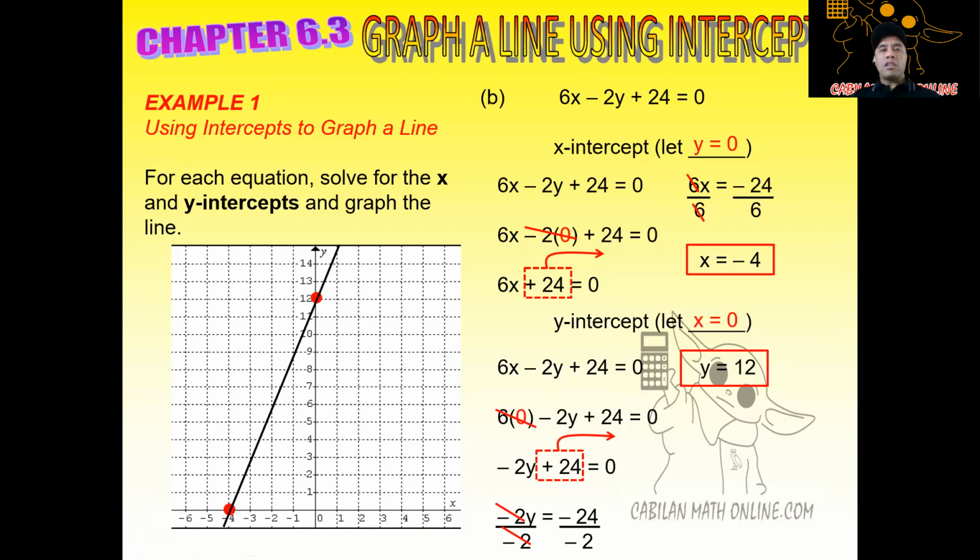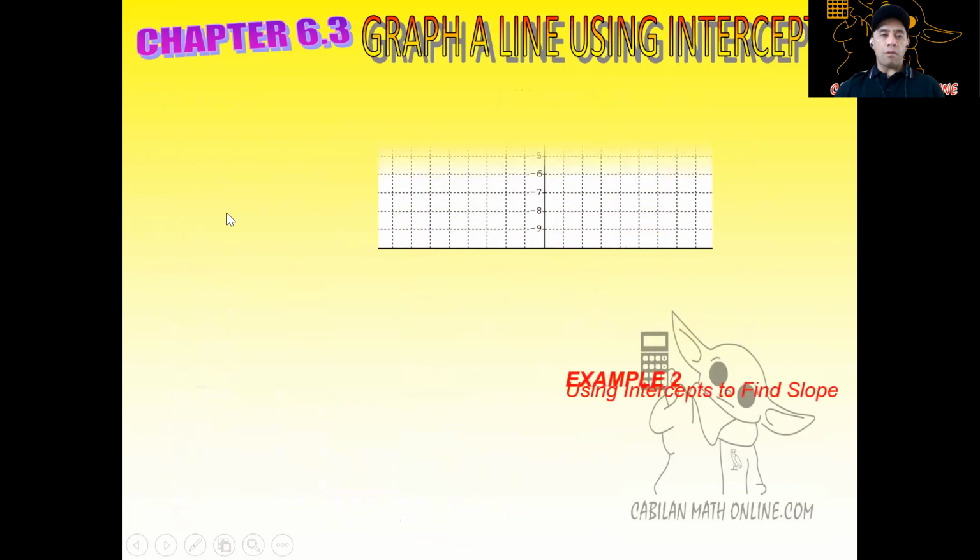All right, so you've now seen 2 basic examples here. Now, what we want to do in the next example is revisit this, in something similar to it, and go a step further and actually calculate the slope from there. All right, so let's take a look at what to do for that one.